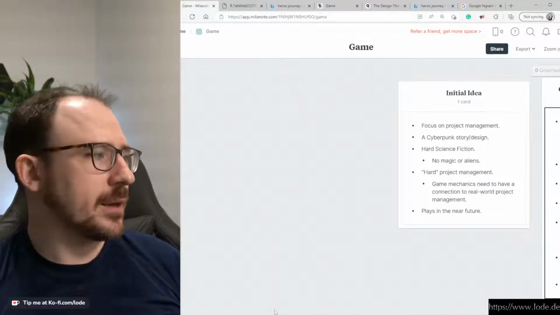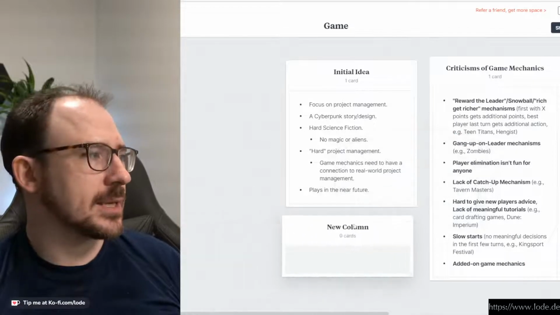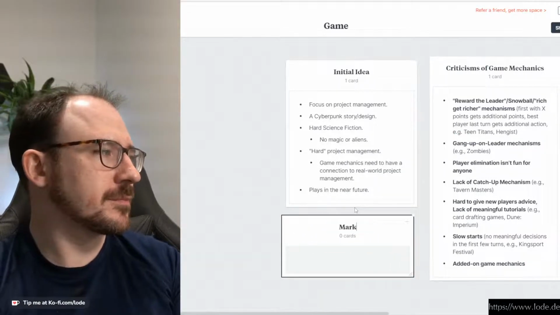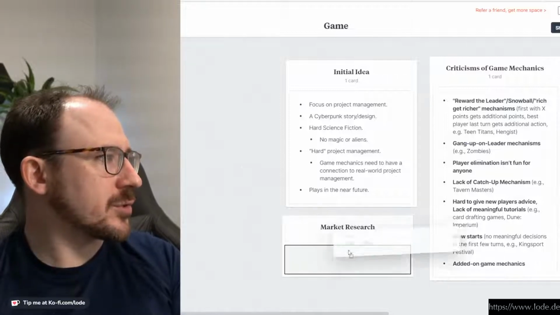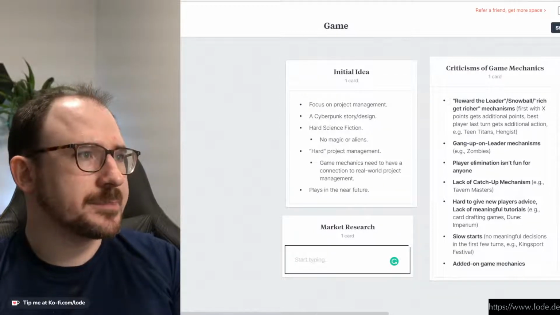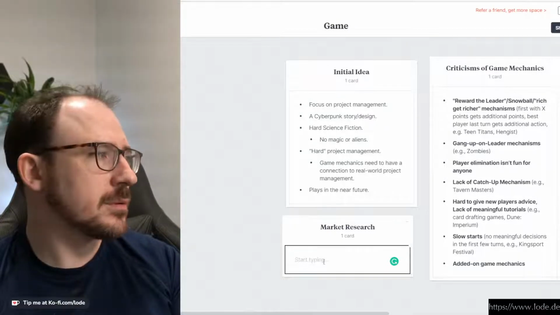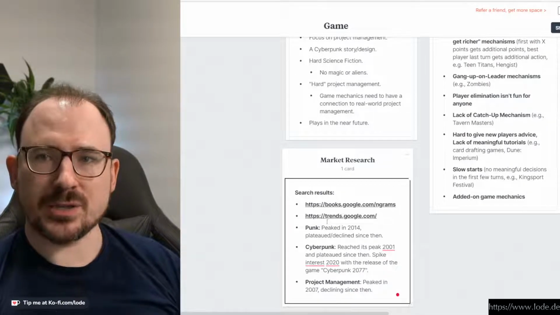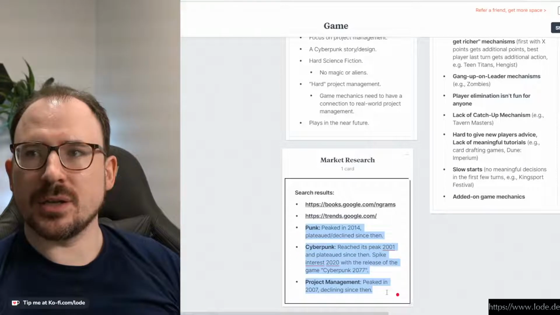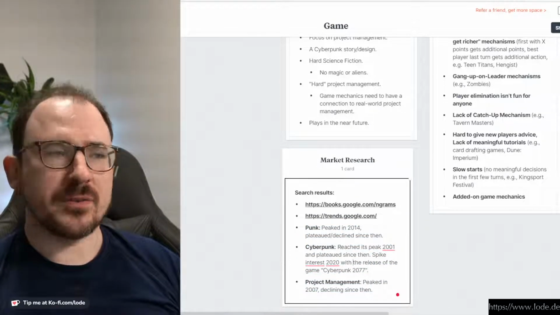Just have to go back, and you can also add that as a separate note and just write down. For example, I wrote down here search results, just a sample: the links, what information I used, and what I found on the different platforms.